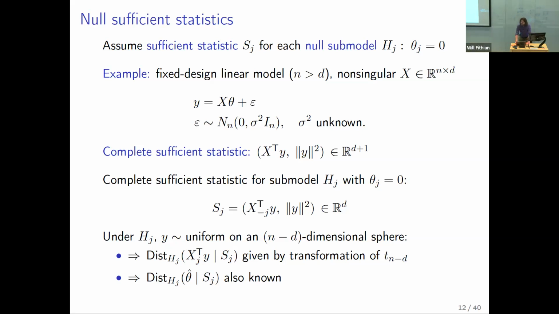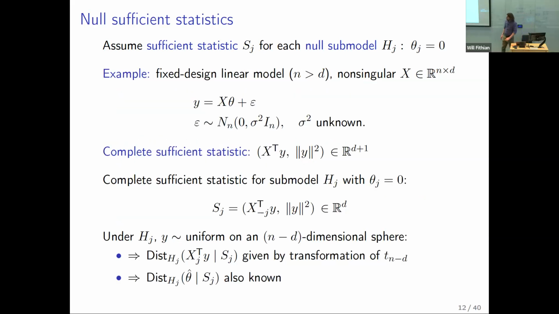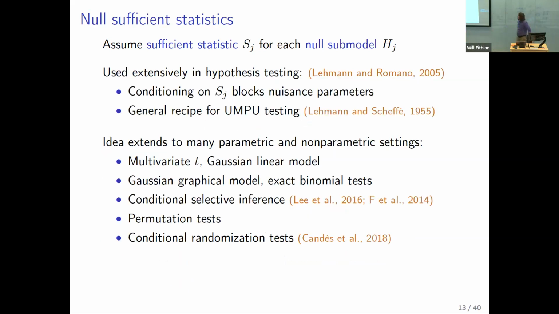Any questions about this? Okay, so it's very important. The null sufficient statistics allow us, once we condition on them, to do any kind of computation that we want under the corresponding null. So we assume that we have a sufficient statistic for these submodels.